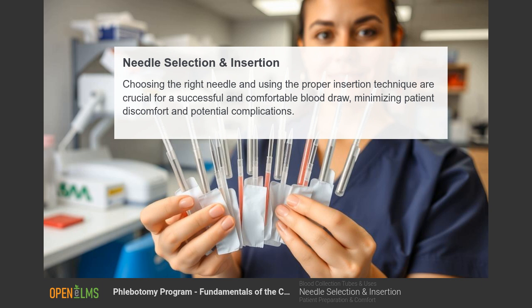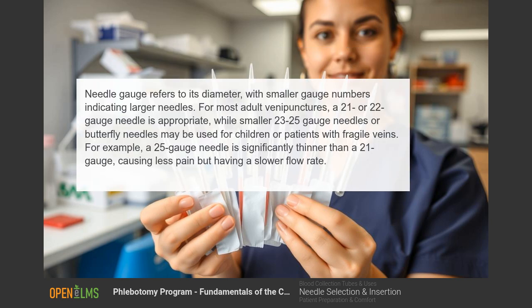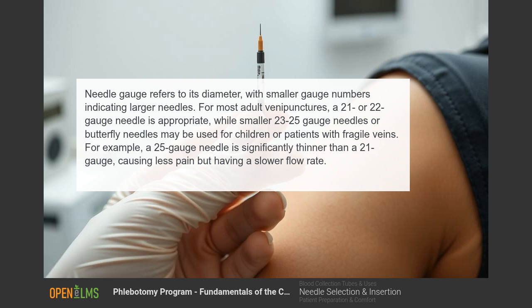Next is needle selection and insertion. Choosing the right needle and using the proper insertion technique are crucial for a successful and comfortable blood draw, minimizing patient discomfort. Needle gauge refers to its diameter, with smaller gauge numbers indicating larger needles. For most adult venipunctures, a 21 or 22 gauge needle is appropriate, while smaller 23 to 25 gauge needles or butterfly needles may be used for children or patients with fragile veins.